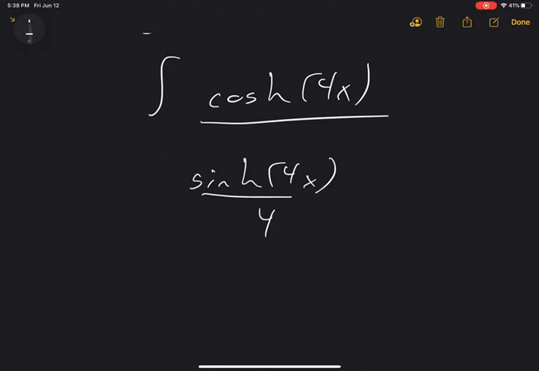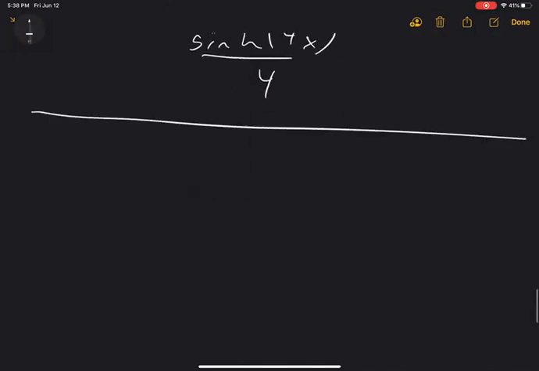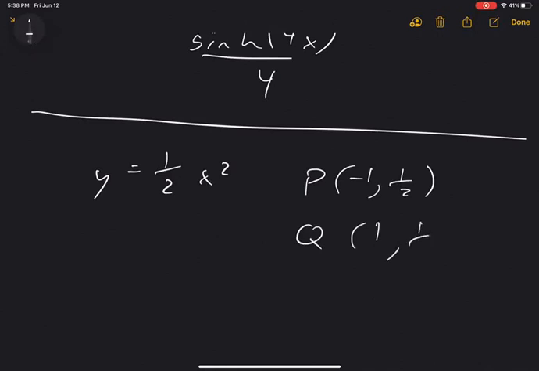Let's look at number 10. Find the length of the arc of the curve from point P to Q. So this, they're trying to muddy the waters a little bit. My problem is y equals 1/2 x squared. You're supposed to find the length of this curve between P, which is -1, 1/2, to Q, 1, 1/2.